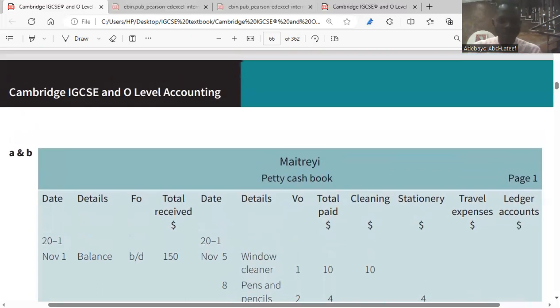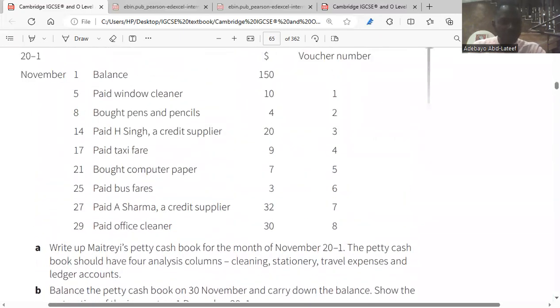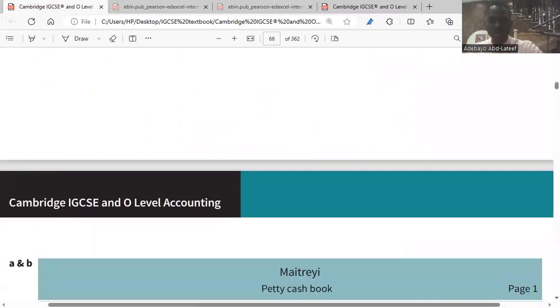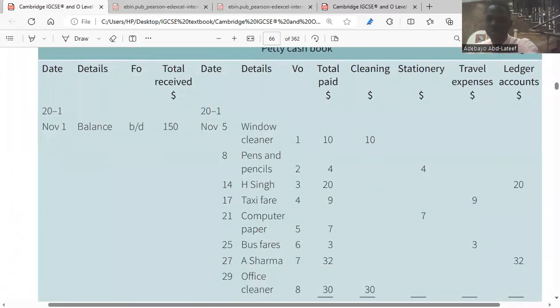Let's go back. Hold on, please. H sign, the credit supplier. So H sign is the credit supplier. We purchase from H sign on credit, right? So we paid H sign. So that means we have to have an account for H sign. We paid H sign $20. So we have an account for H sign. I think that is clear.